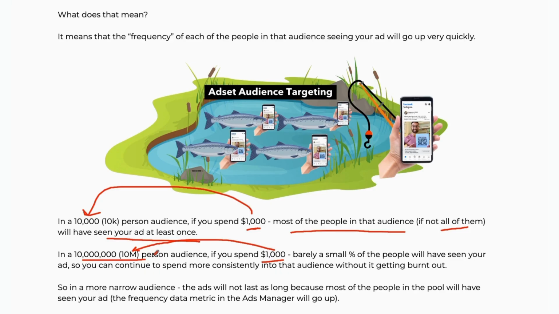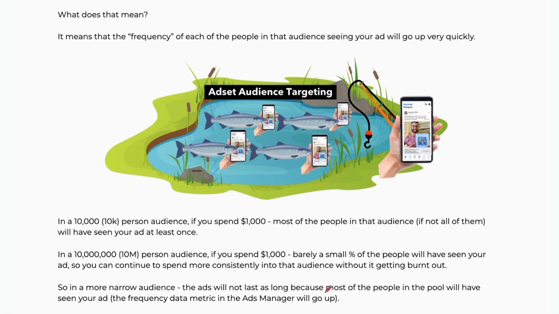And so you can continue to spend more and more over a longer period of time, because that audience is not going to get burnt out. There are enough new people, the audience is big enough for them all to be spread out, and so that ad can be shown to new and new people because the audience is so massive. And the budget that you have, that might be, let's say, $1,000, is barely going to make a dent inside of that big of an audience, okay? And so in a more narrow audience, the ads are not going to last as long, because most of the people in the pool will see your ad and the frequency metric in your ads manager is going to go up, okay?